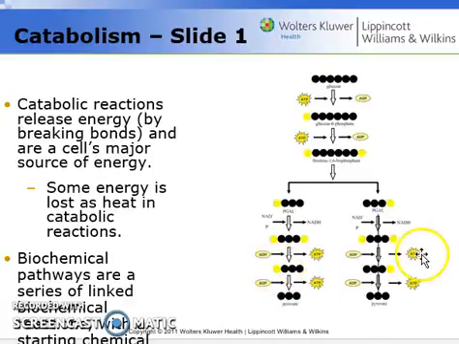Overall, it's actually 4, but remember when you start this process, you end up using 2 of them. So really your net yield from the process of glycolysis is going to be 2, since it cost you 2 ATP in order to generate 4 ATP.